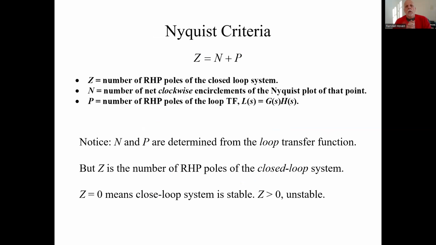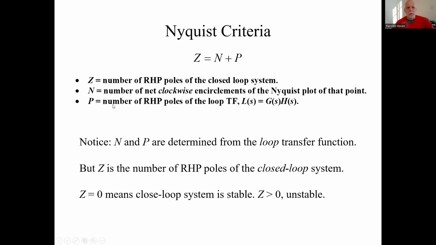Now, here's the calculation. Here's the Nyquist criteria. Z is the number of poles in the right-half plane of the closed loop system. That will also give us whether it's stable or not. If Z is 0, the closed loop system is stable.